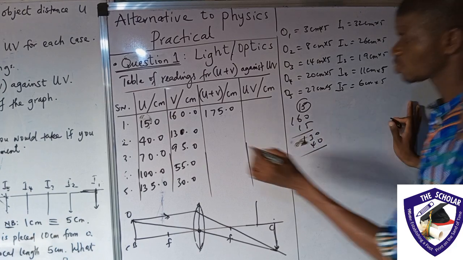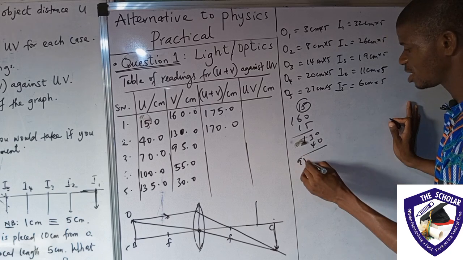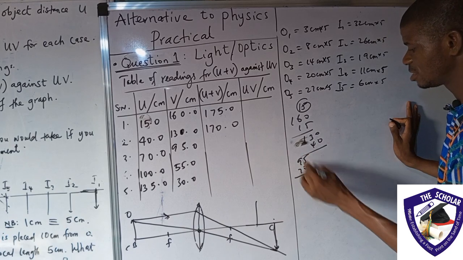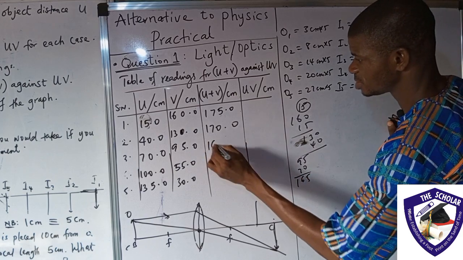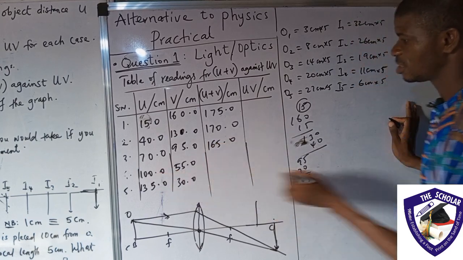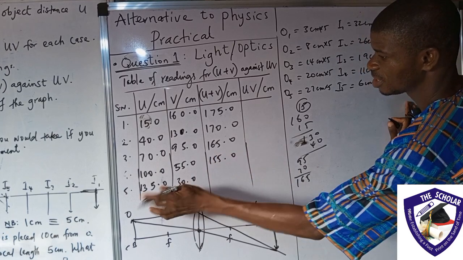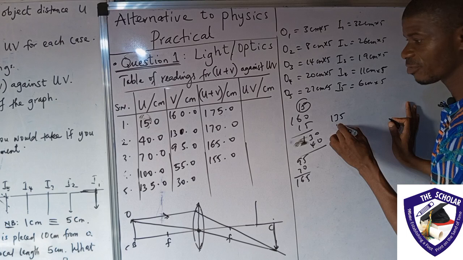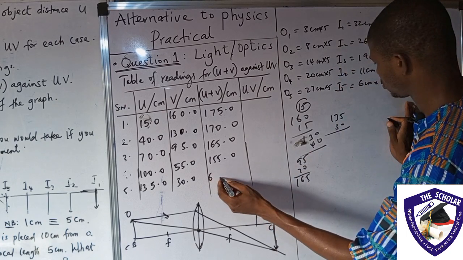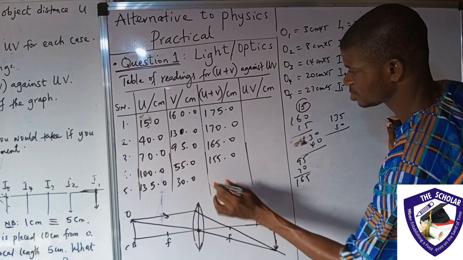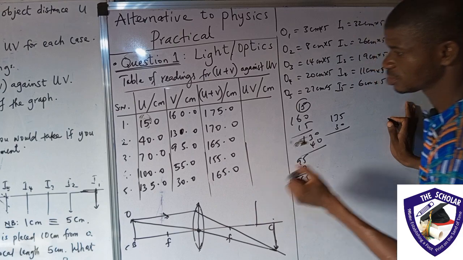130 plus 40, that's 170.0. The next one, 95 plus 70, that's 165.0. The next, 100 plus 55, 155.0. And lastly, 135 plus 30, that's 165.0.